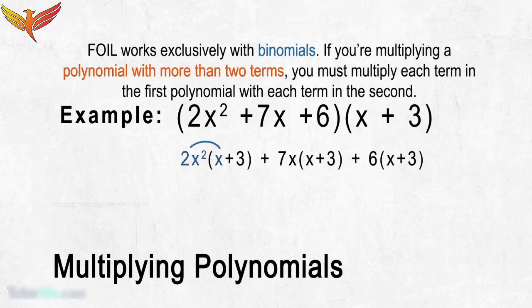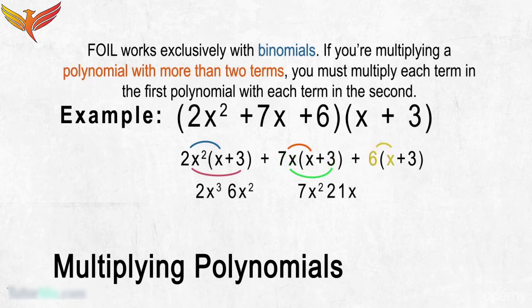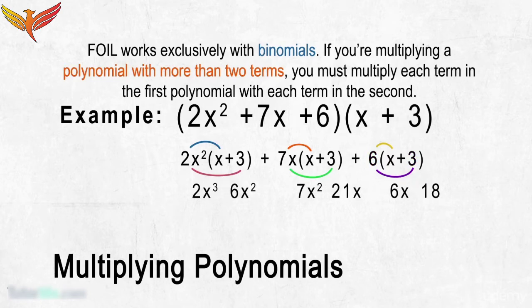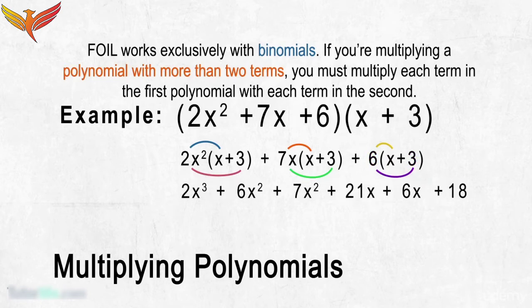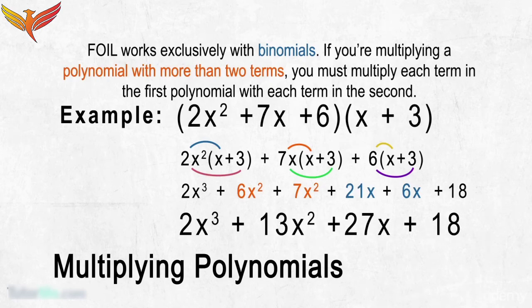2x squared times x is 2x cubed. 2x squared times 3 is 6x squared. 7x times x is 7x squared. 7x times 3 is 21x. 6 times x is 6x, and 6 times 3 is 18. So now we have our terms: 2x cubed plus 6x squared plus 7x squared plus 21x plus 6x plus 18. Now let's combine like terms, those being 6x squared and 7x squared, and 21x and 6x. So when we combine those, we're left with our final term, 2x cubed plus 13x squared plus 27x plus 18.